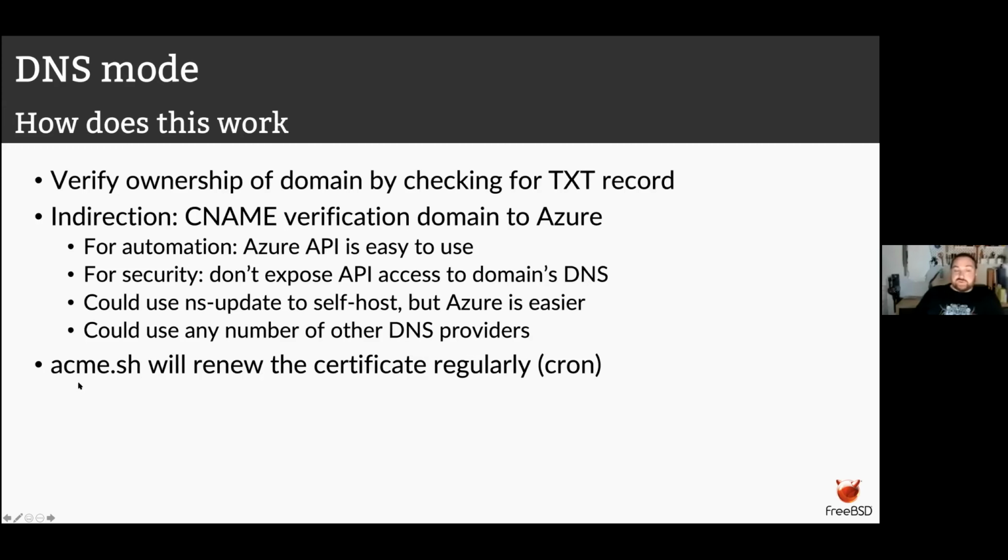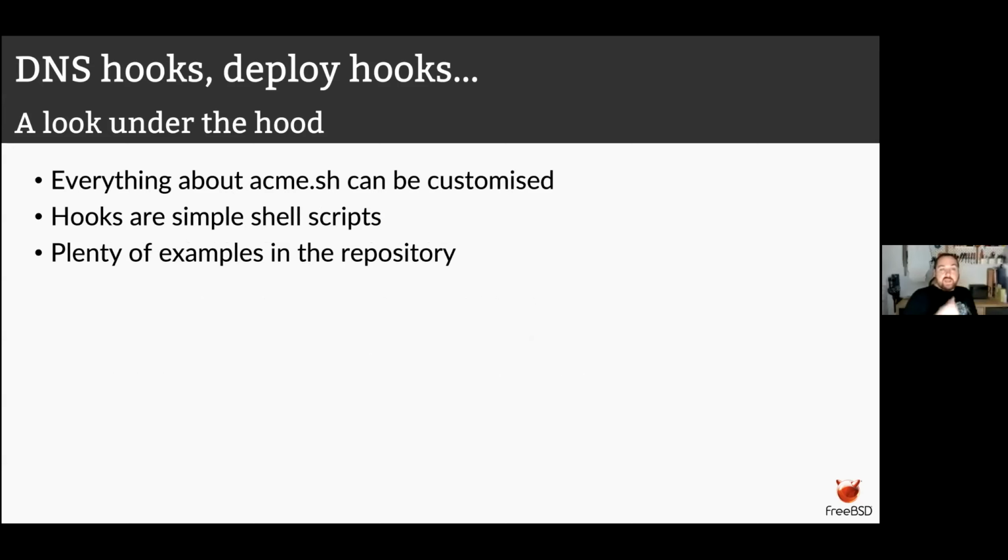What I've not showed you is that acme.sh will regularly renew the certificates. It installs a cron job, and every day, I think it is, it wakes up and checks, do I have any certificates that need to be renewed? And it goes off and renews them. So let's look under the hood at how this stuff all works.